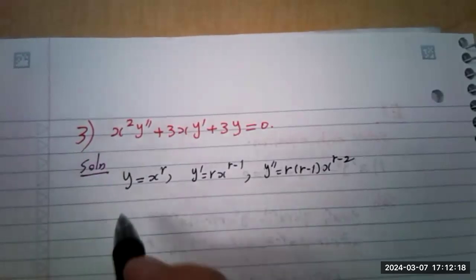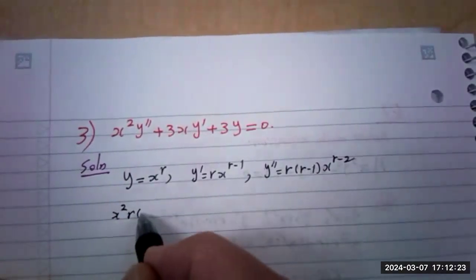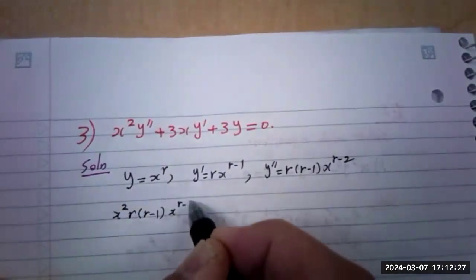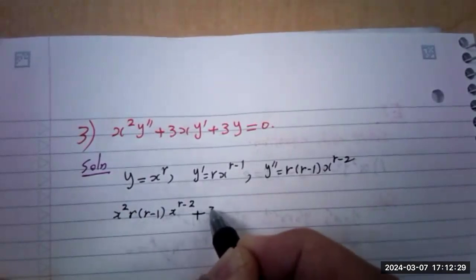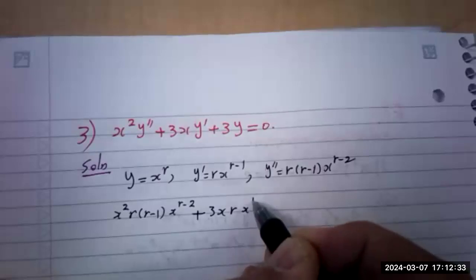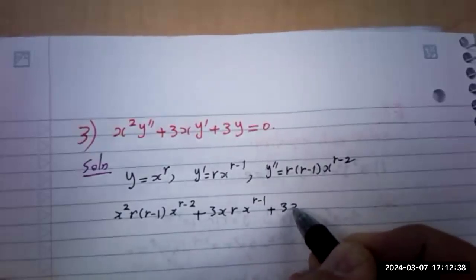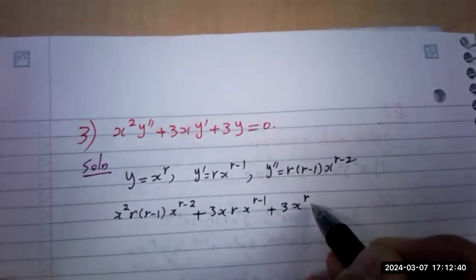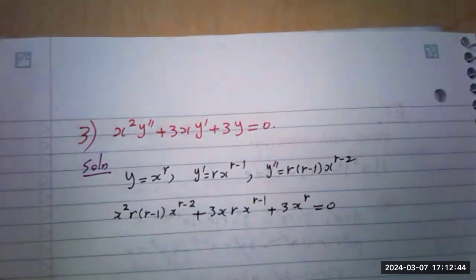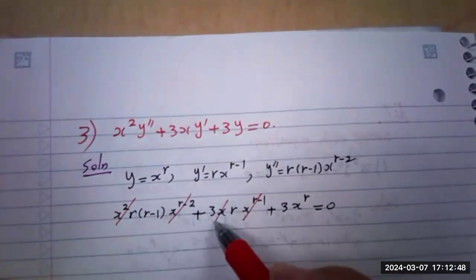Okay, so there you are, x squared times r times (r minus 1) x to the r minus 2, then plus 3x times y prime, which is r x to the r minus 1, and that's 3y, which is 3x to the r, equal to this. Drop the x's. So this is it.